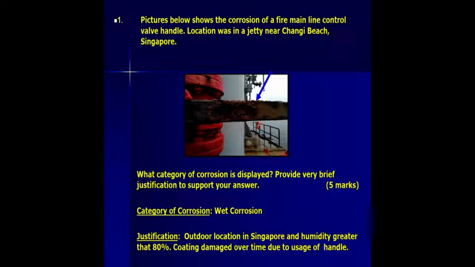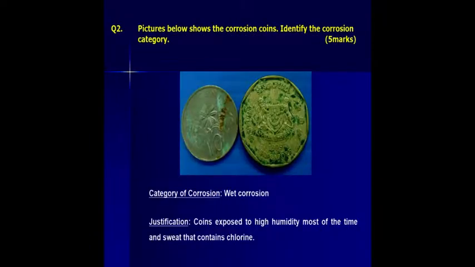All right. Question number 2. Picture below shows the corrosion of coins. Identify the corrosion category. Coins. They are never in the closed condition. They are not in the air conditioned room. They are not in the glove box. They are in your pocket. They are in the open trays. They are exchanging hands, and the hands can have sweat. So it cannot be the dry condition. It is the wet corrosion. And you can give any justification. As long as you give wet corrosion, I accept most of your justification.